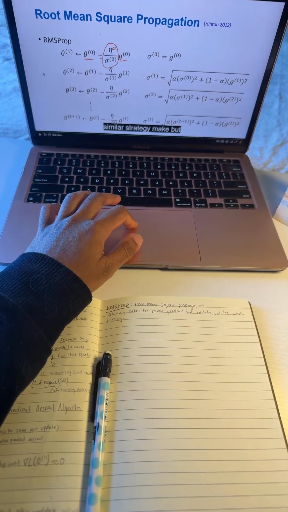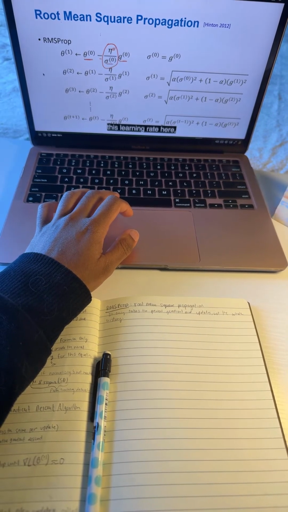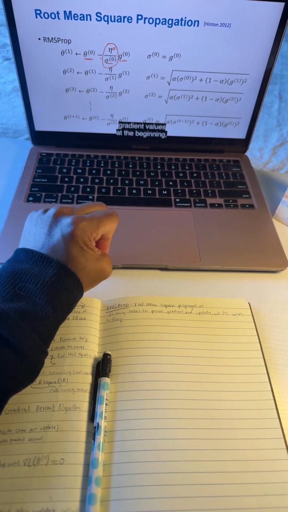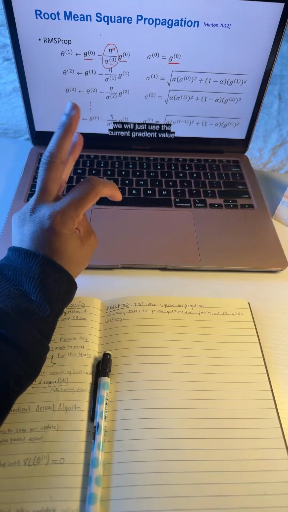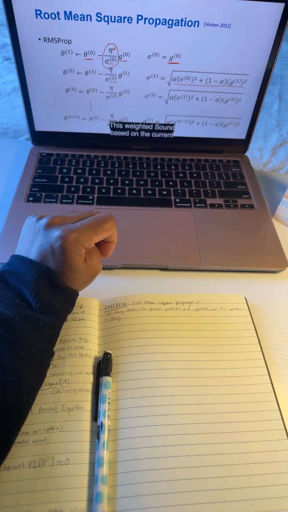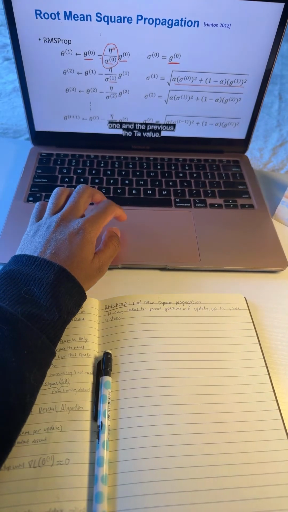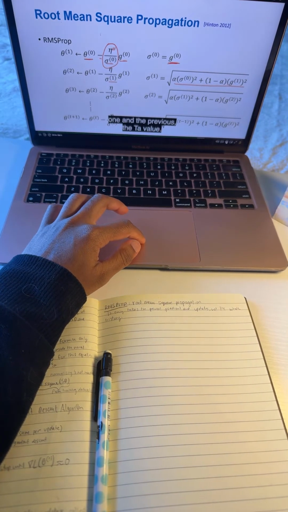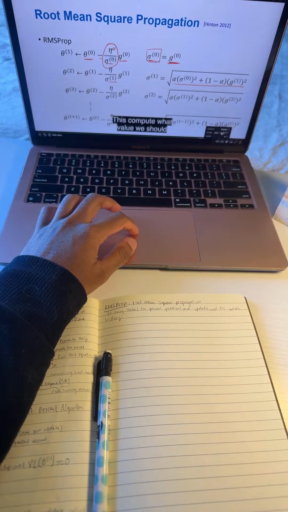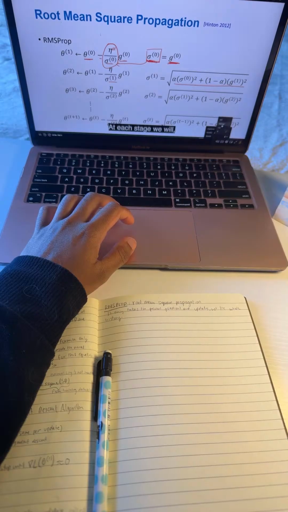For this learning rate over here, we no longer use all the history gradient values. At the beginning, we will just use the current gradient value. After that, we will compute this weighted sum based on the current one and the previous theta value here. So at each stage, we will have this theta weight value. This computes what value we should use to adjust this learning rate. So at each stage, based on the current one, we adjust this theta value.